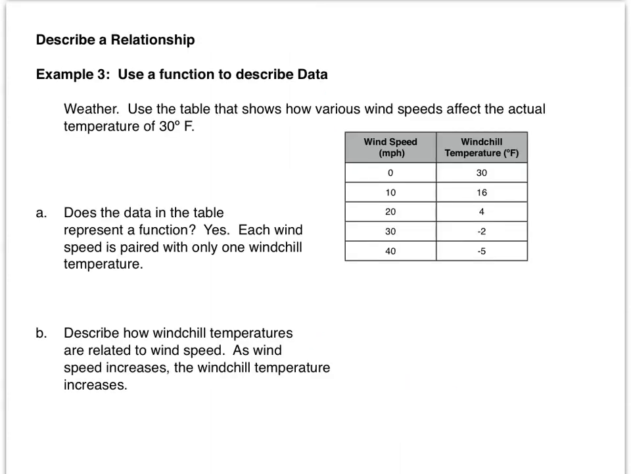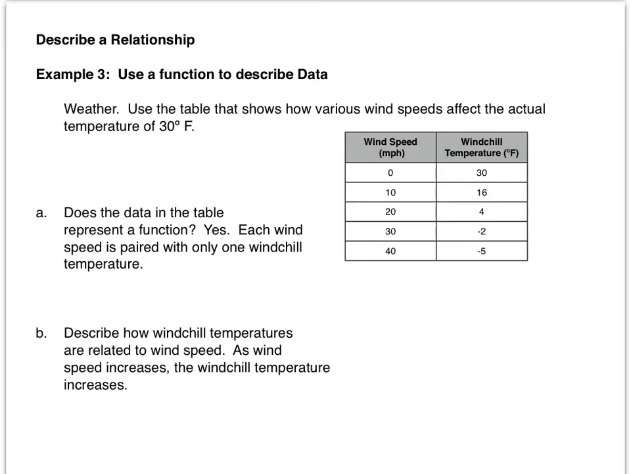The last thing we're going to do in this lesson is describe a relationship. In example 3, we'll use a function to describe data. In this case, we're talking about the weather, so we're going to use the table that shows how various wind speeds affect the actual temperature of 30 degrees Fahrenheit. So in the table, we have wind speeds of 0, 10, 20, 30, and 40, and we have wind chill temperatures of 30, 16, 4, -2, and -5.